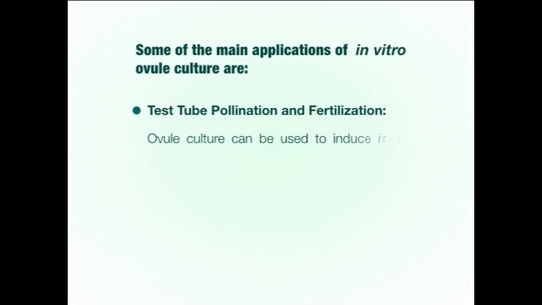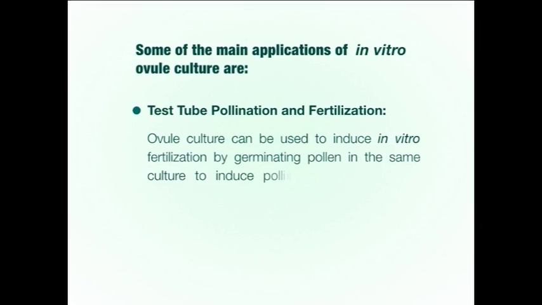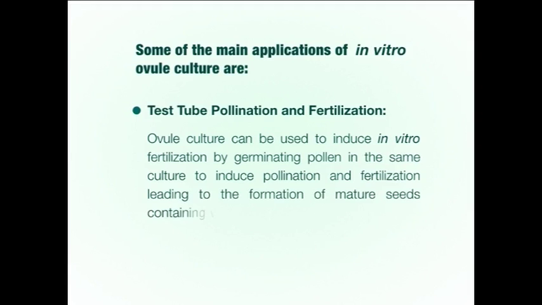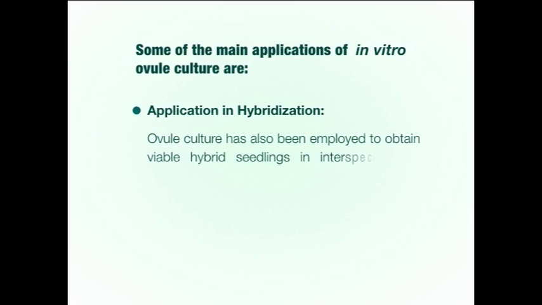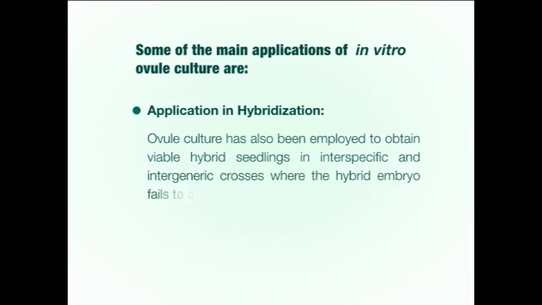Ovule culture can be used to induce in vitro fertilization by germinating pollen in the same culture to induce pollination and fertilization, leading to the formation of mature seeds containing viable embryos. The next application is in hybridization. Ovule culture has also been employed to obtain viable hybrid seedlings in interspecific and intergeneric crosses where the hybrid embryo fails to develop naturally.